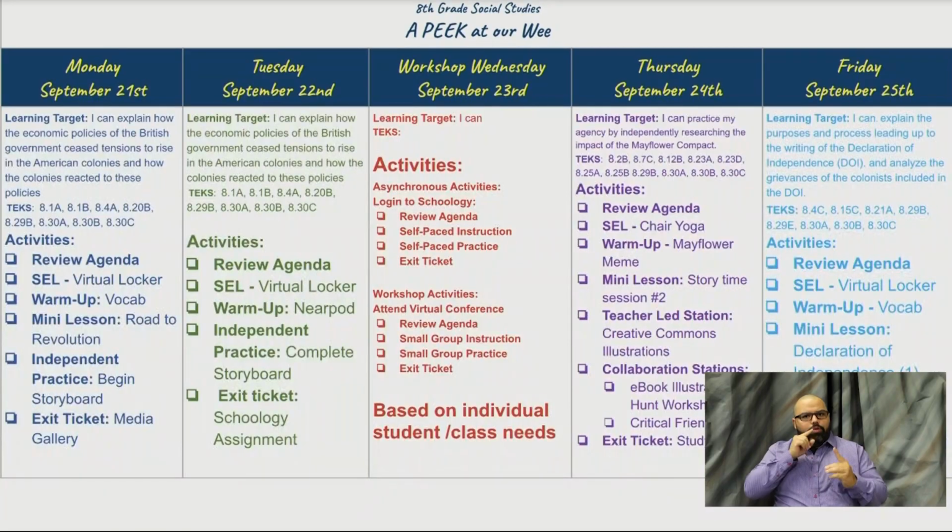Now we're going to be looking at the station rotation approach using the lesson checklist. As we start, for our learning target, in my peak of the week, our learning target is read by our students as today's goal.